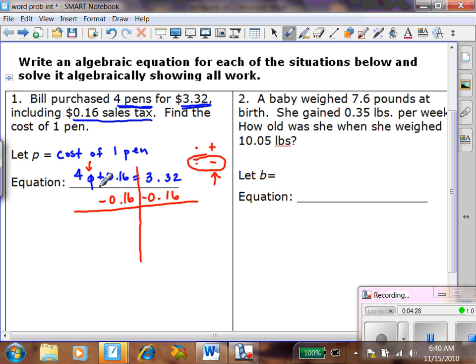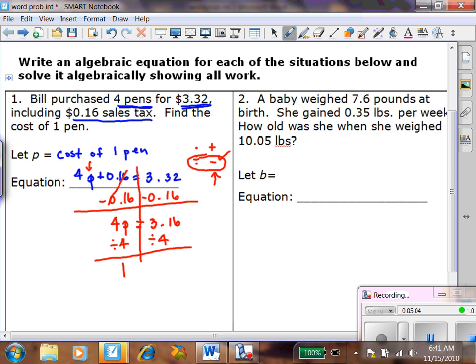Okay, now over here on the left, if that's a positive 0.16, and we take away 0.16, that means there's nothing left. The only thing that's left on this side is 4P, so you have to bring that down. Next, we have $3.32 minus 16 cents. I know that's going to be $3.16. All right, so this subtraction is done. Now we have division, so since they're multiplying by 4, we are going to divide by 4.